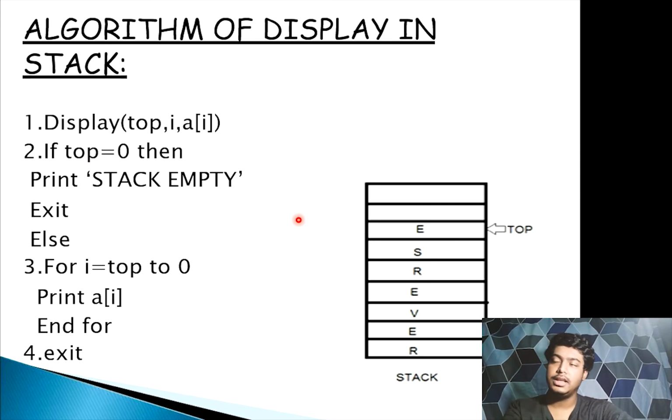Otherwise, we start a loop where I starts from the topmost position of the stack and continues to iterate till it reaches the end of the stack, that is the 0th position. Then with an if condition we check whether we can find the element. If we find the element, we display it and then exit. That's it for the display algorithm for a stack.